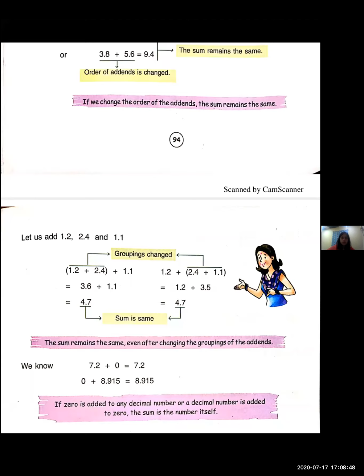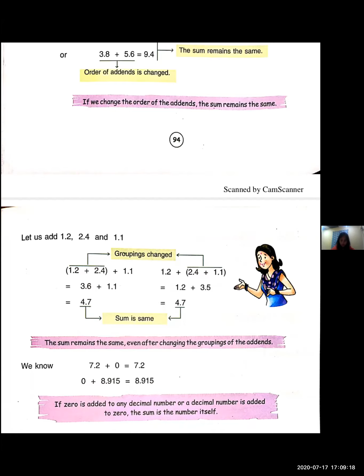And the second property is grouping of the addends. The sum remains the same even after changing the groupings of the addends. In any way, if we group the numbers, we get the same sum. And the third property is, if 0 is added to any decimal number or a decimal number is added to 0, the sum is the number itself. And these are the properties of addition.